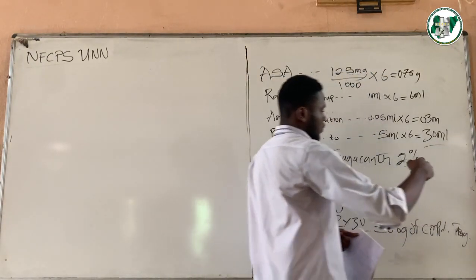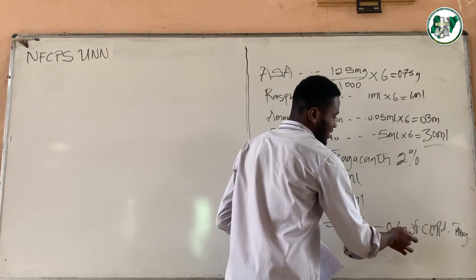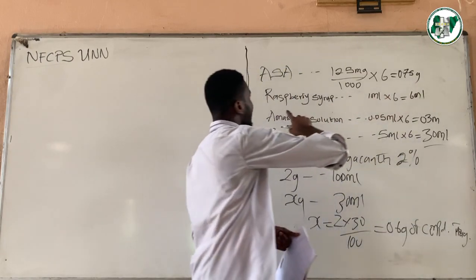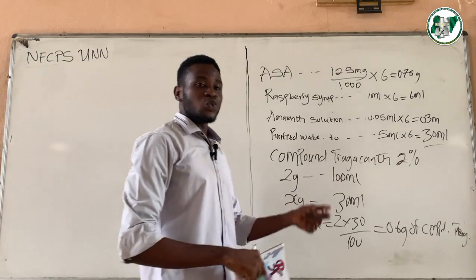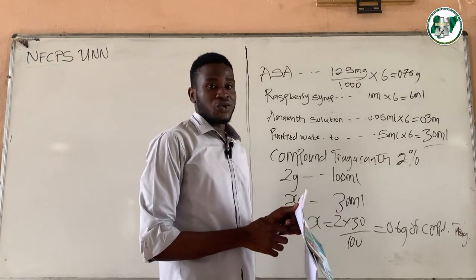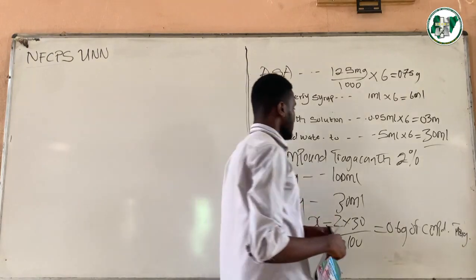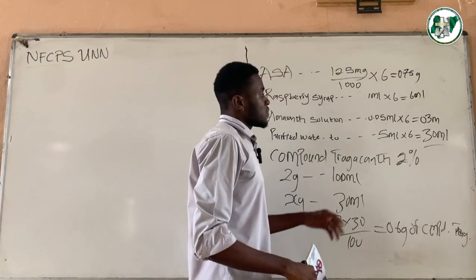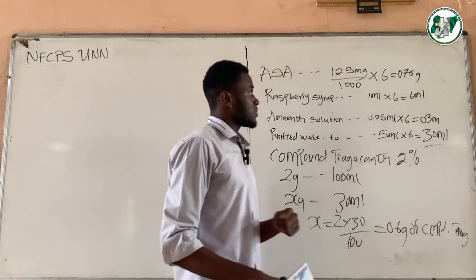Then after that, 0.6 gram of compound tragacanth and 0.75 gram of aspirin is weighed into a mortar and triturated till a homogeneous mixture was obtained. Then you say that a little quantity of water was added to make a pourable paste. This pourable paste is then transferred into the dispensing bottle.